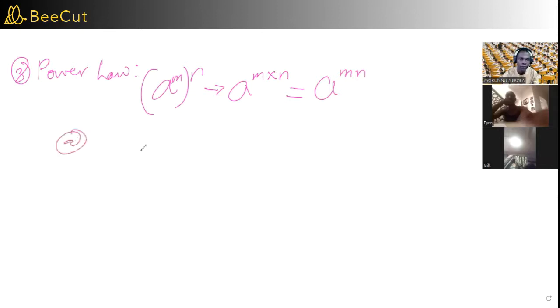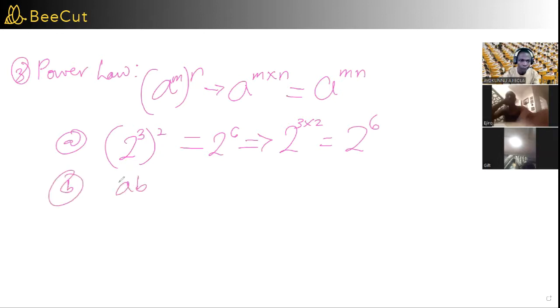Okay, if I look at an example here, 2 raised to the power 3, raised to the power 2, gives me 2 raised to the power 6. How do I get that? Get it by saying 2 raised to the power 3 times 2, and 3 times 2 is 6, which is giving me 2 raised to the power 6. Okay, what if I say something like this?